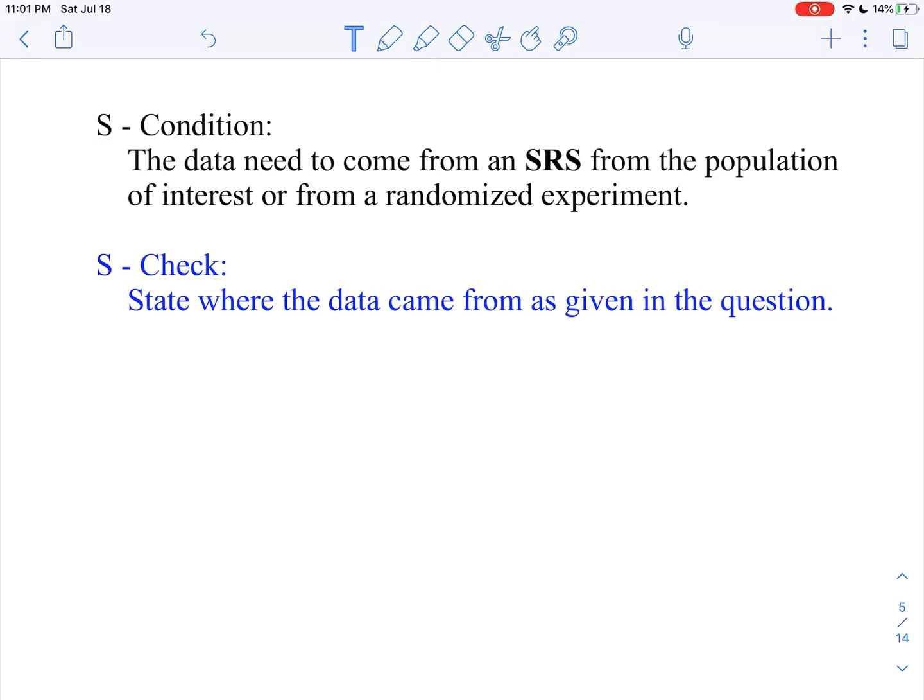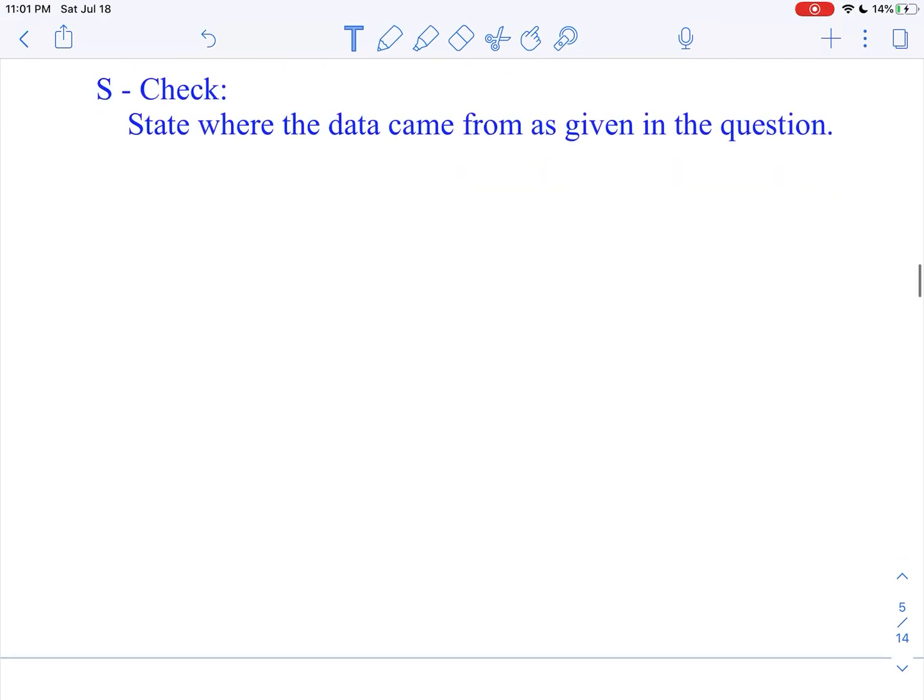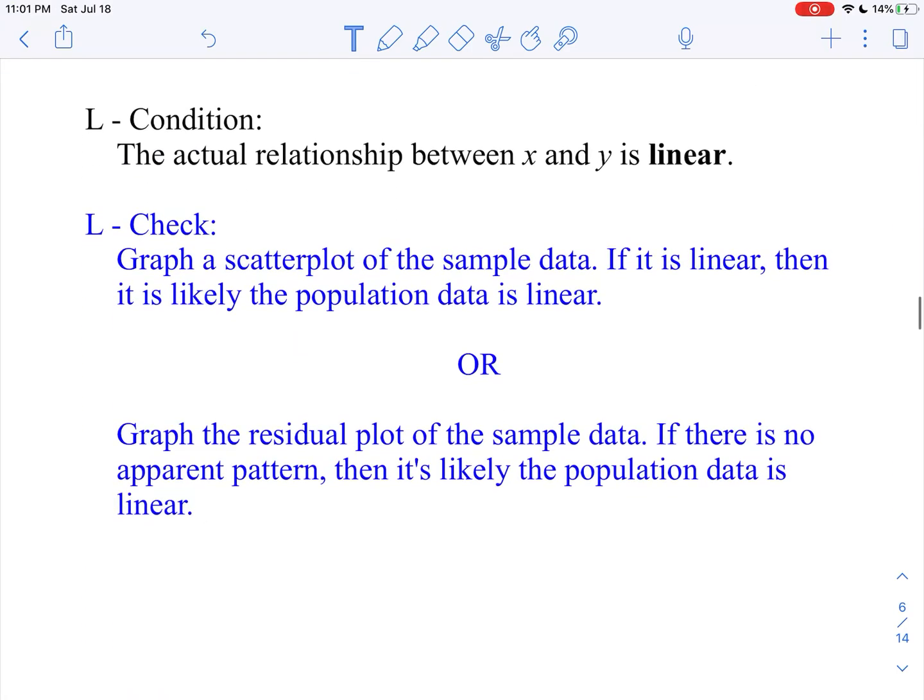L is new. When we're doing linear regression, obviously the L is going to stand for linearity. So the actual condition is the real relationship between x and y is linear. So for the population of all whatever x and y are, the relationship is linear. To check that, we just graph the scatter plot of our sample data, or we can graph a residual plot of the sample data. If our scatter plot is nice and linear, or if our residual plot shows no apparent pattern, no curves or anything, then it's likely the population is also linear. So just depending on whichever is easier.